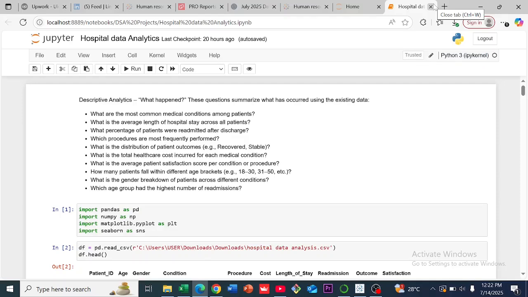Today we'll be looking at this hospital data analytics dataset. I actually downloaded this dataset from Kaggle and we'll be using it to carry out descriptive analytics.